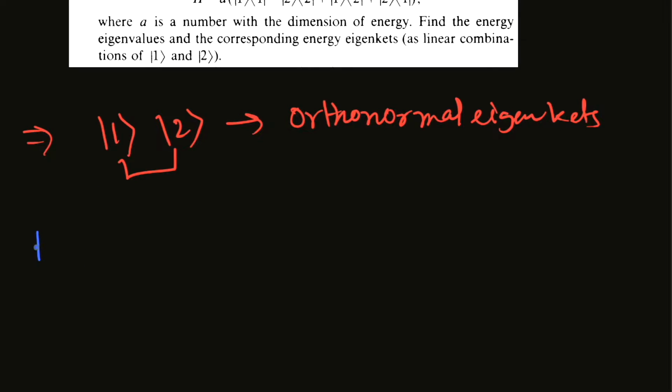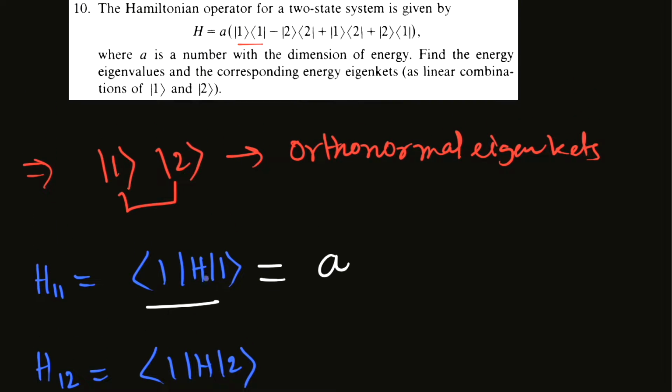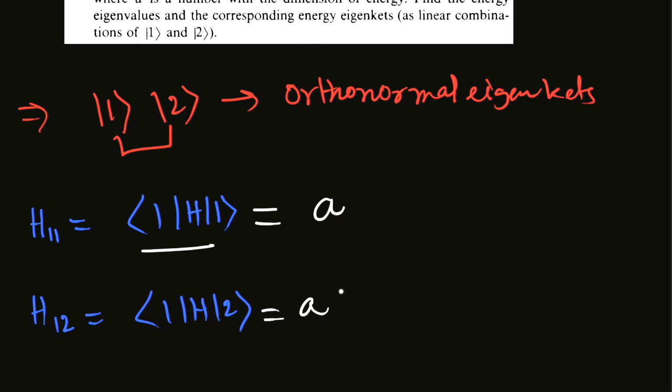Then what will be its H11? It will be <1|H|1>. Since these are orthonormal eigenkets, only this term survives. Then the value of this term will be A. Now let us calculate H12, which is <1|H|2>. Then only this term will survive, other terms will give 0. That means here also we get A.